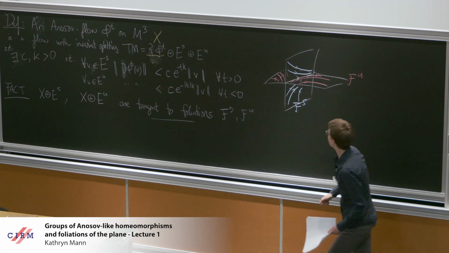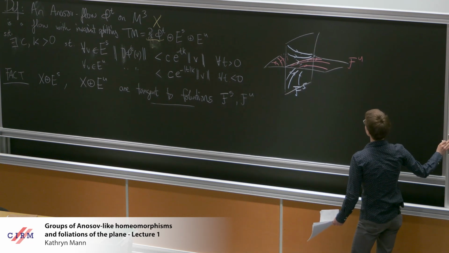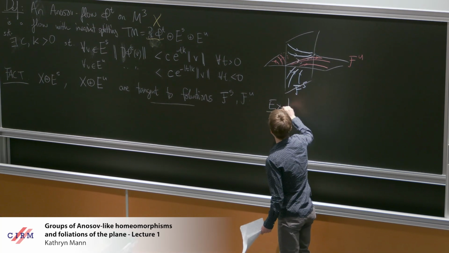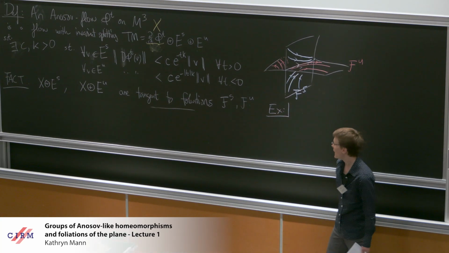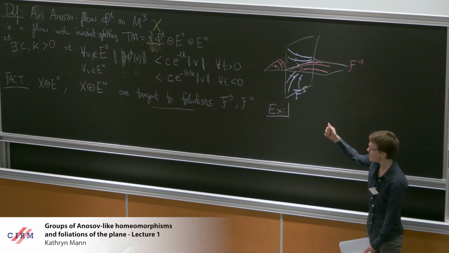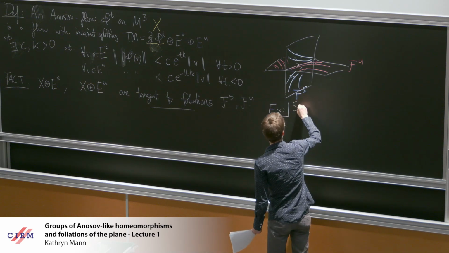Let's do one example of what an Anosov flow is. Examples exist. So here's an example. Actually, I already cooked up an example. I can turn my discrete time thing into a continuous time thing by a standard trick called taking the suspension. So this is called the suspension flow.